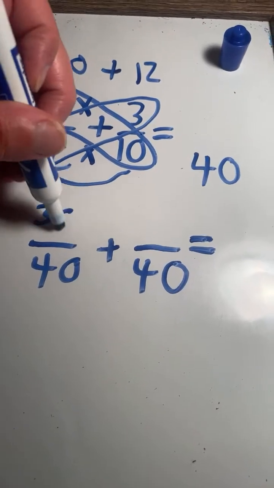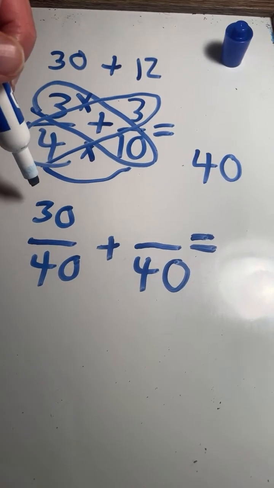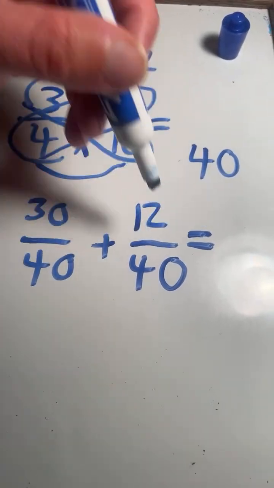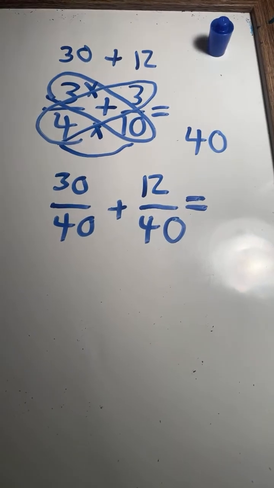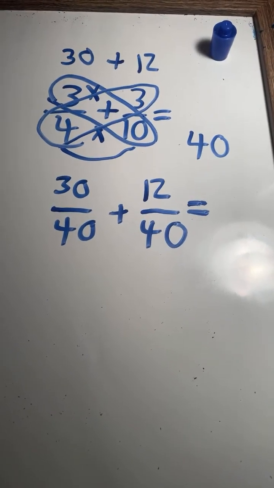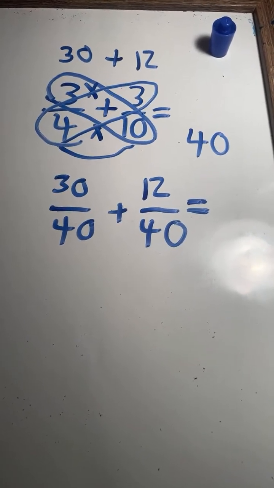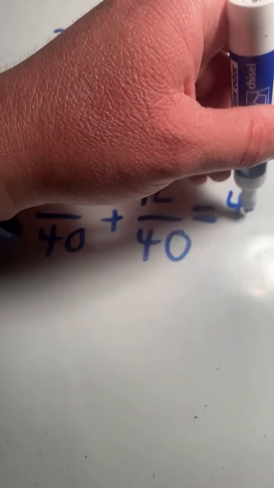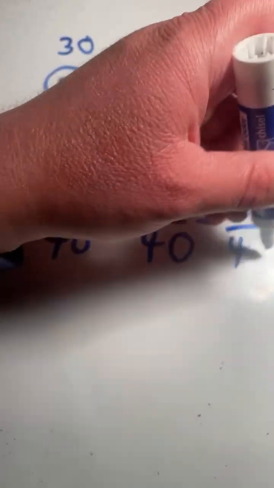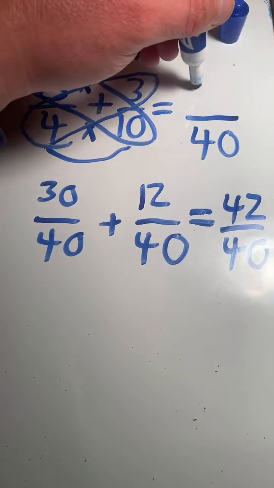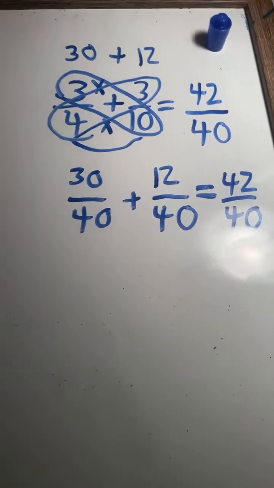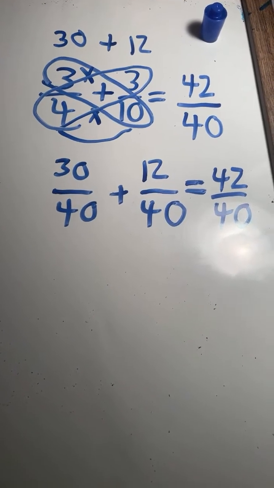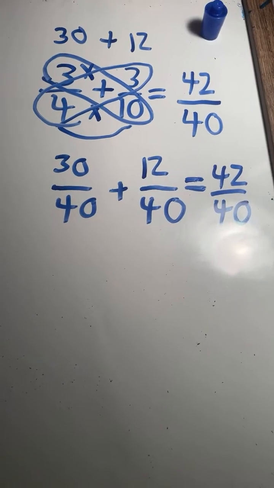So we have 30/40ths. 3/4 is converted to 30/40ths. 3/10 is converted to 12/40ths. And now we are going to add our numerators together, and we are going to keep our denominator the same. 30 plus 12 equals 42. The denominator stays the same. And we have our answer. 3/4 plus 3/10 equals 42/40ths.